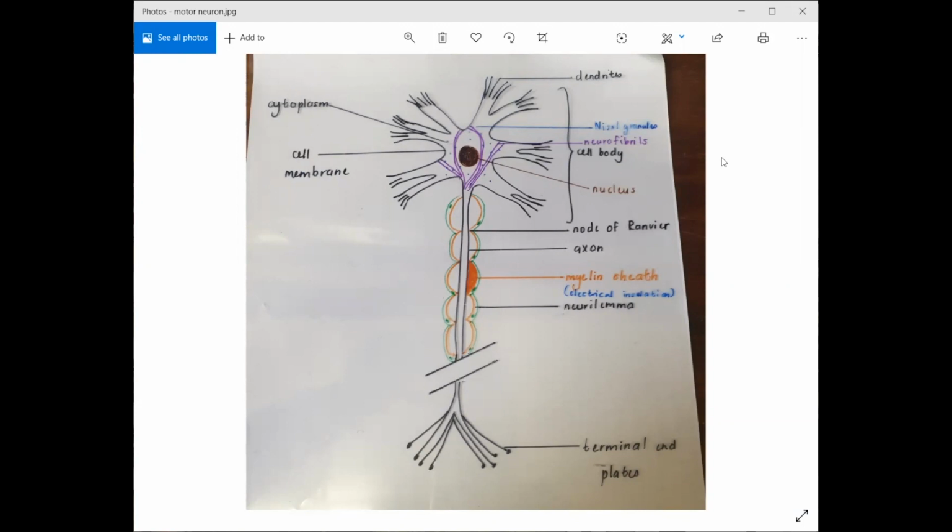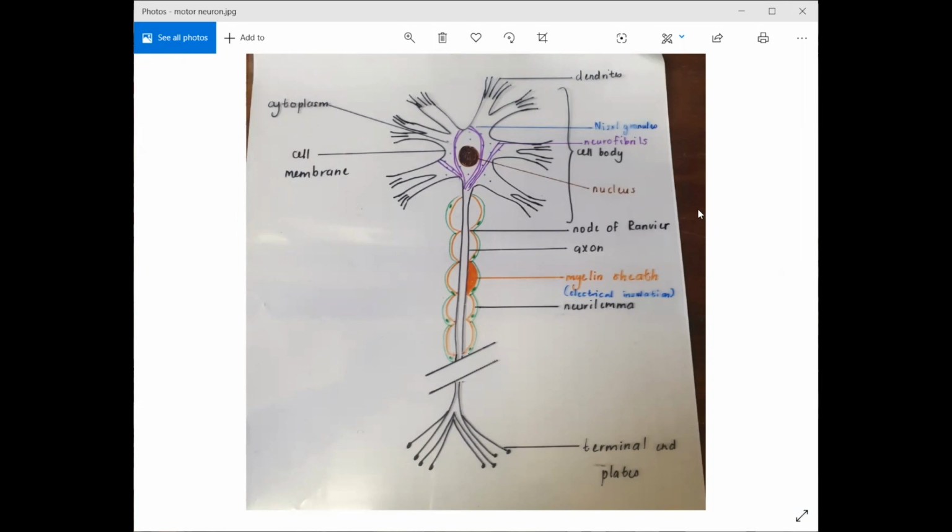Sensory neurons, or afferent with the A, transmit impulses from the sense organs or receptors to the central nervous system. And the last neuron, the connector or interneuron, transmits impulses from the sensory to the motor neuron. You will learn more about this in grade 12.